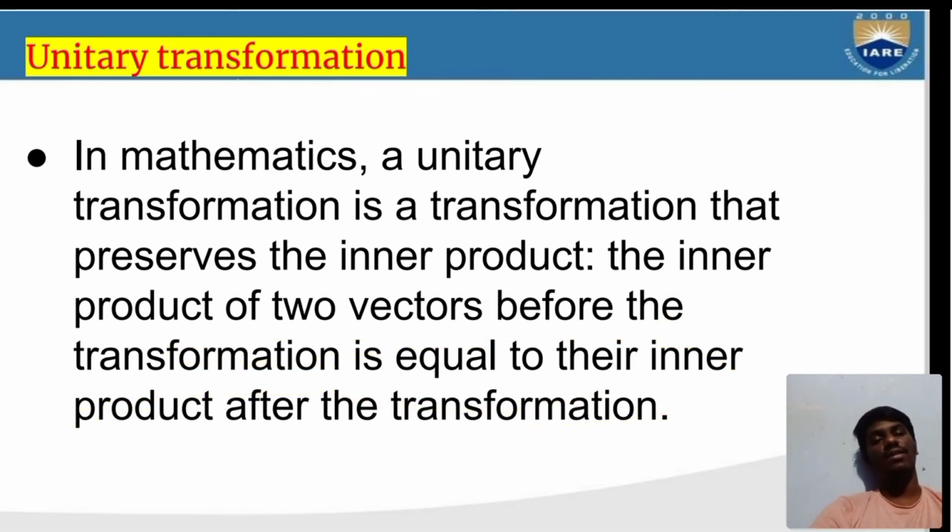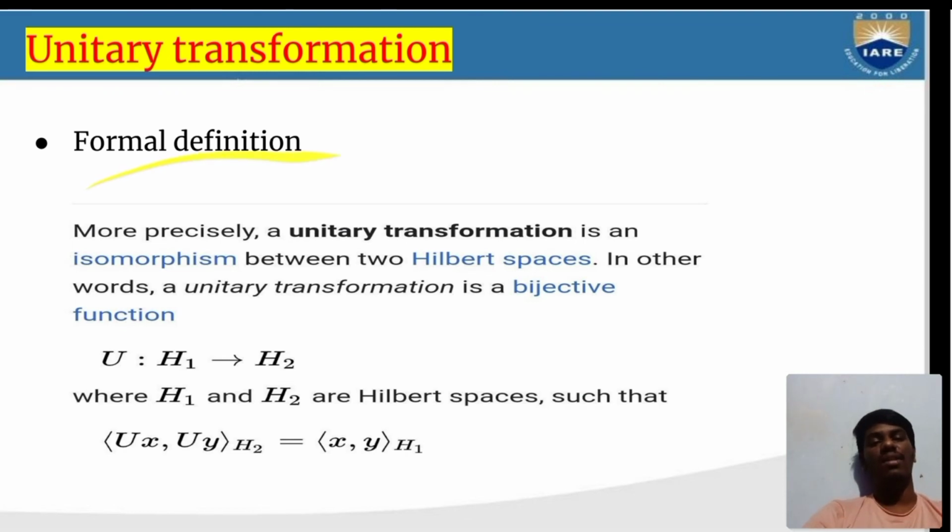The basic idea of the unitary transformation is the core term: the inner product before the transformation and after the transformation should be equal. That's the basic idea of the slide. The formal definition for the unitary transformation.